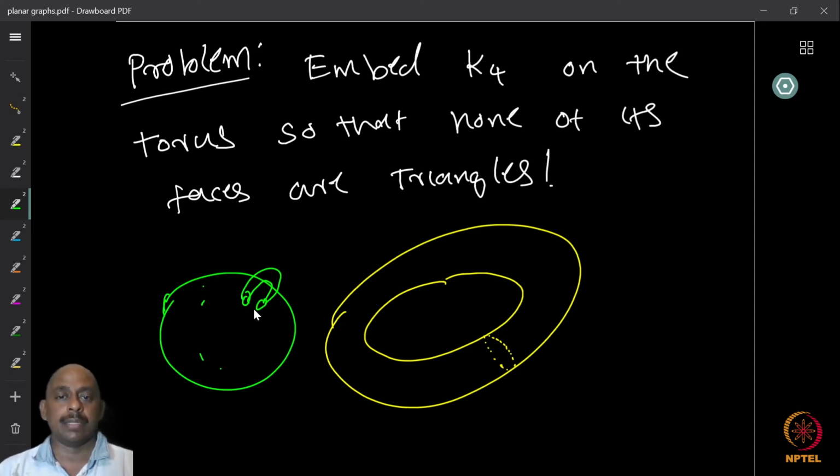Now, the interesting part about this exercise is that if you look at the embedding of the planar graph, the K4 on the plane, right?